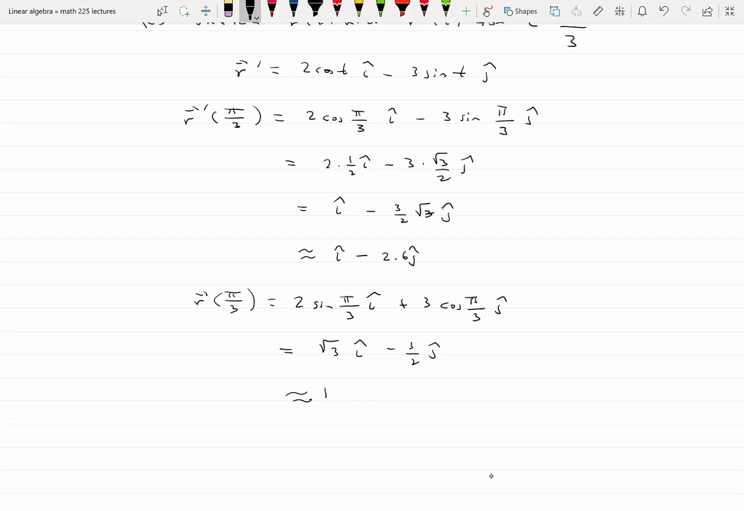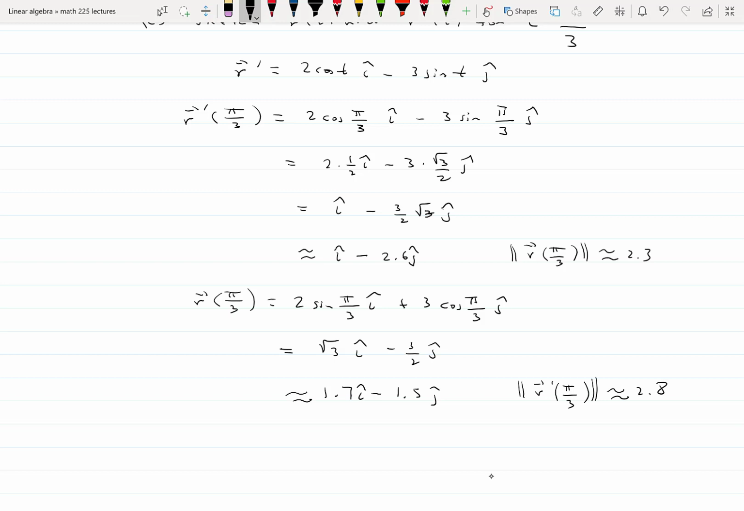It's about 1.7, approximately, minus i minus 1.5 j. Okay, now just off to the side here, I computed the length of these vectors, just getting ready to graph these. The length of R of pi over 3 is approximately 2.3. You'll see why I'm finding these in a second. The length of the derivative, the tangent vector at pi over 3, is approximately 2.8.